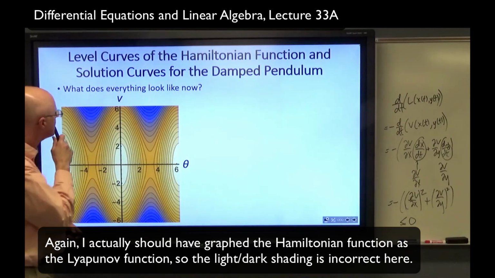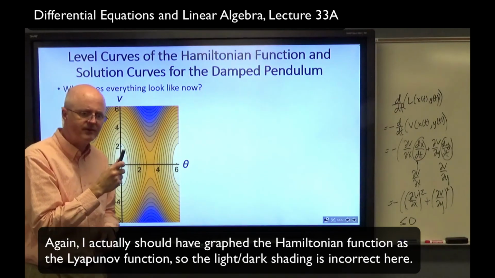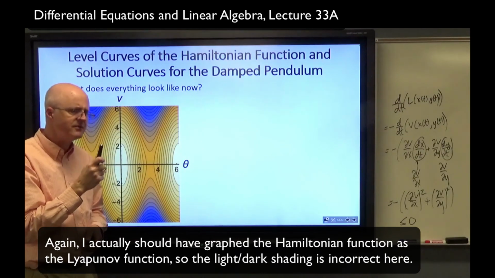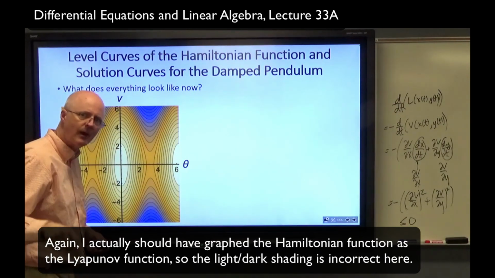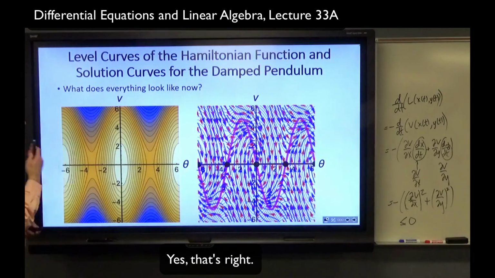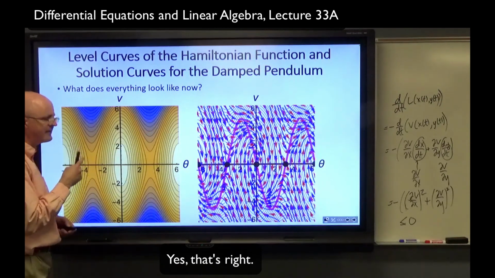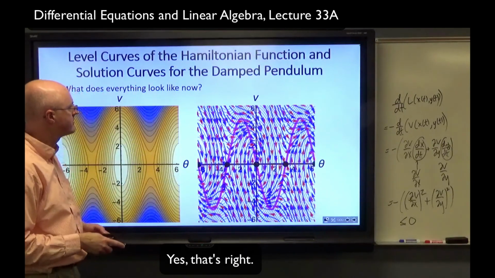Actually, I'm realizing I might have made another mistake here. Solutions should decrease along the Lyapunov function, so maybe I should have just done the Hamiltonian. I'll have to think about that. I'll put a little note on the video about whether that's right or not. Because solutions end up looking like this, and they actually do increase along the Lyapunov function. I think the Lyapunov function actually does have to be the Hamiltonian function to make sure the derivative is always negative.